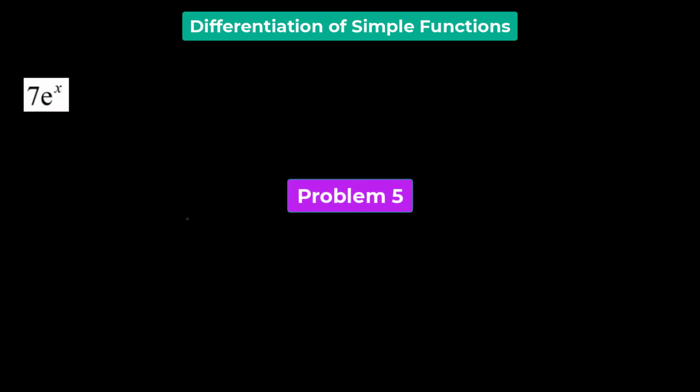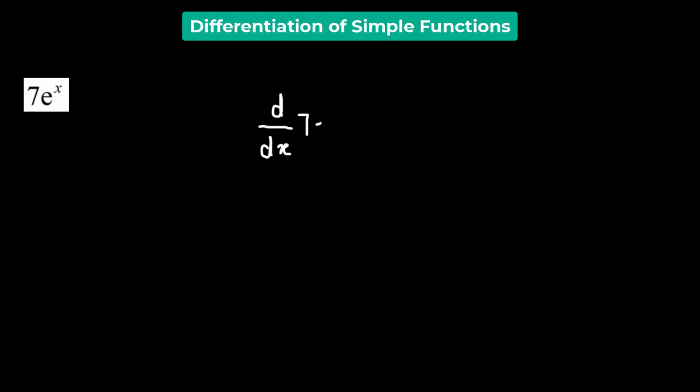So here we have the function 7 times the exponential function. We need to determine the derivative of 7 times e raised to the power of x. Now 7 being a constant, we can pull it out of the derivative, so we only need to determine the derivative of the exponential function. We know that the derivative of the exponential function is the function itself, so the final answer will be 7 times e raised to the power of x. Let's move on to the next question.